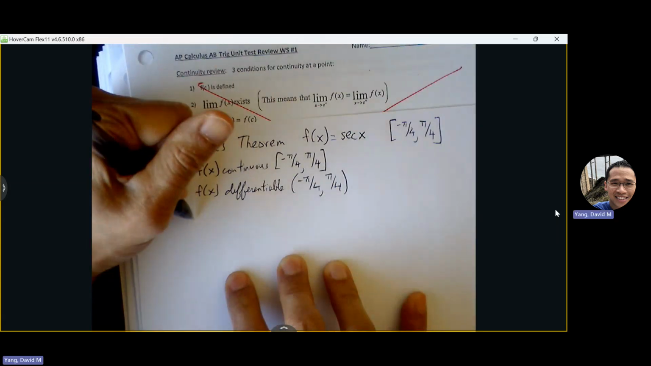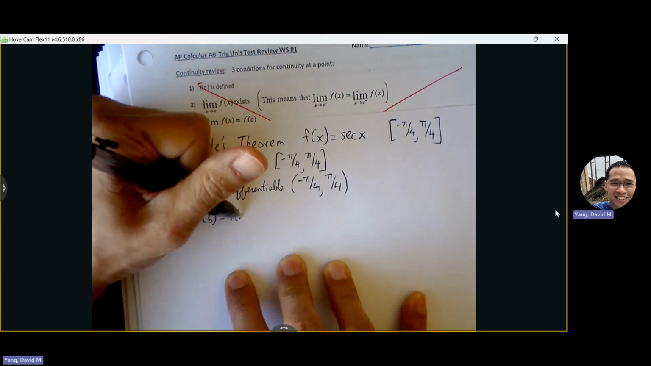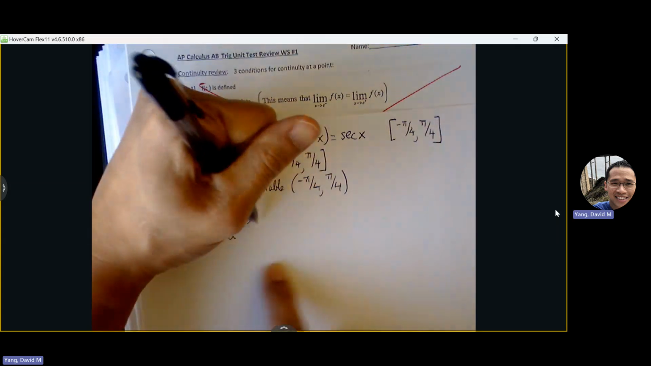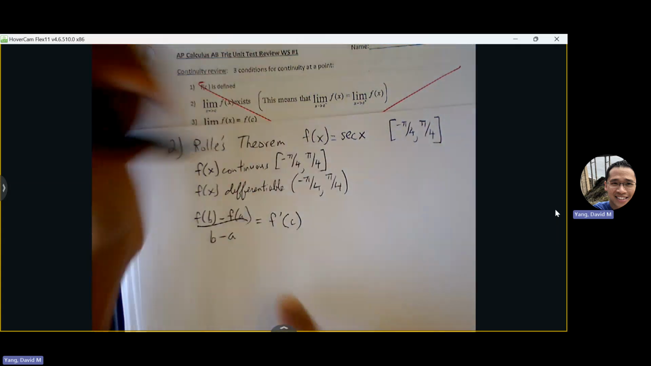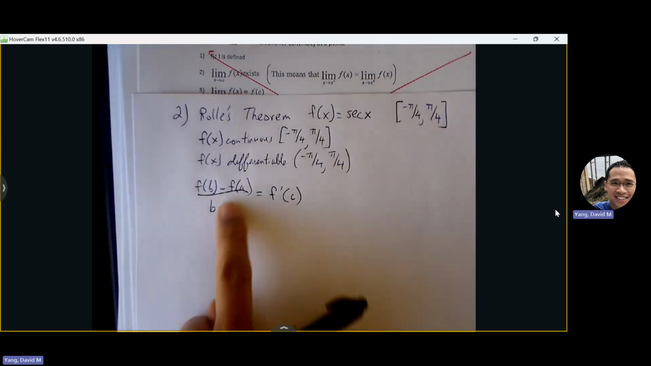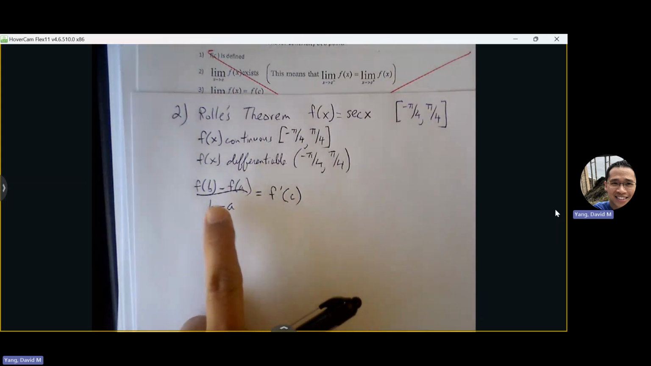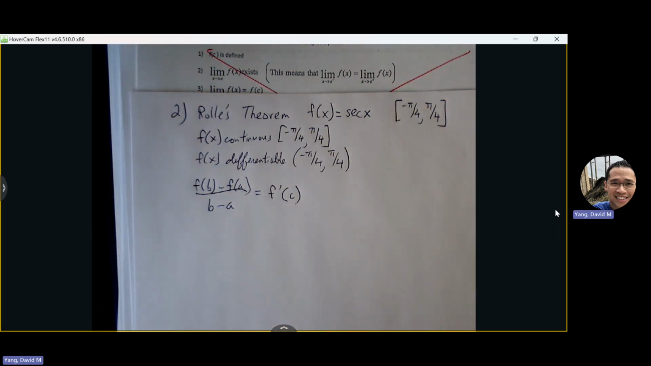So here's our formula: f of b minus f of a over b minus a. This is my average rate of change, and I'm setting it equal to the instantaneous rate of change. So we're trying to figure out, can I show that there's a slope of 0 between the two endpoints? If there is, then there must be a place on the actual curve where the graph is also experiencing a slope of 0 somewhere along the path of the graph.